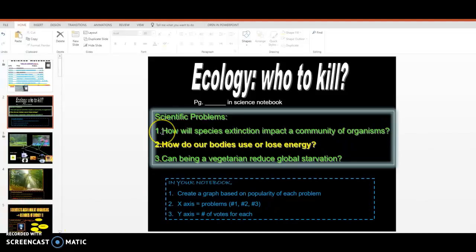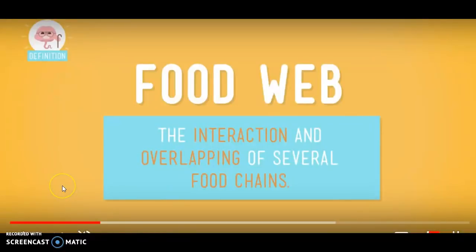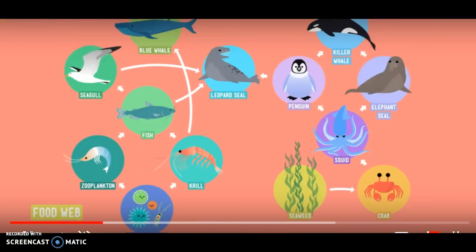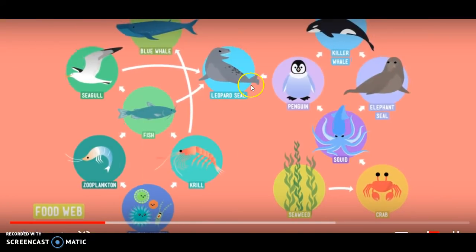All right, we're going to study each of these 3. Number 1 is, how will species extinction impact a community of organisms? So what happens if an individual goes extinct? All right, so what happens if something goes extinct? Well, we're going to have to examine and look at things in nature and how they live, how they survive. Right here you can see we have a really beautiful graphic from this wonderful video called Crash Course Kids. And you can see a community of organisms, marine life or ocean life.